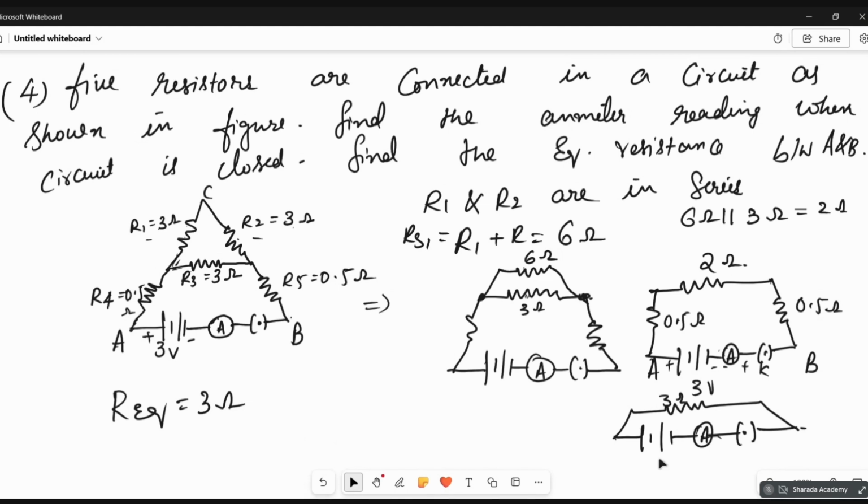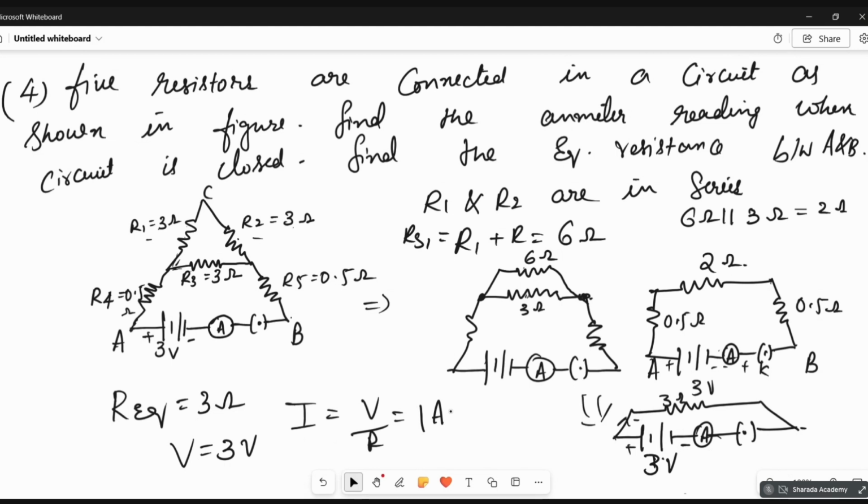Okay, like this. Now, he is asking to find the current in the circuit. This is 3 volts. Now, he is asking what is the current in the circuit. In this equivalent circuit, what will you get? Current 1, because the equivalent resistance is 3 ohms. Resistance is 3 ohms, voltage is 3 volts. So, current will be V by R. So, 1 amp.